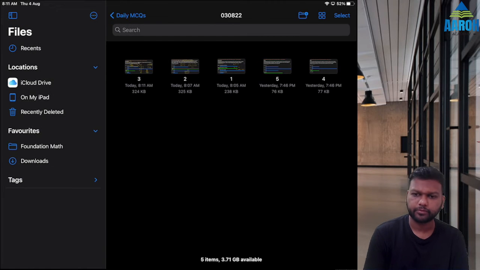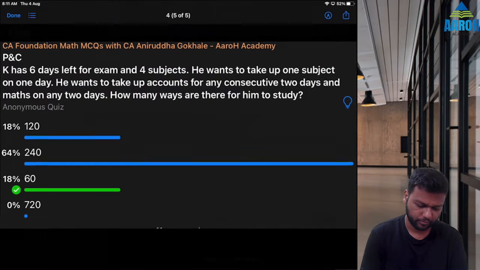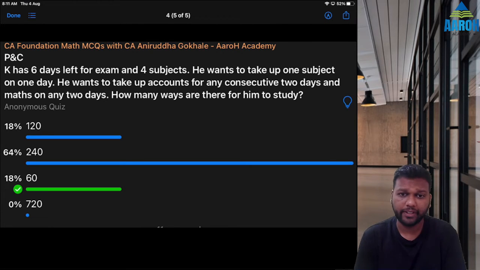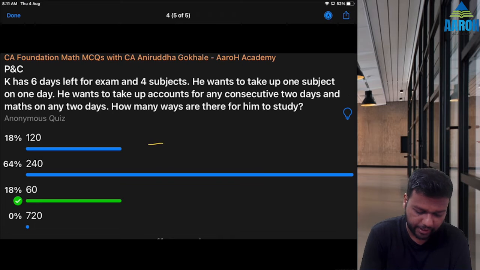Next, fourth. K has 6 days left for exam and 4 subjects. He wants to take up one subject on one day. He wants to take up accounts for any 2 consecutive days and maths on any 2 days. How many ways are there for him to study? So 6 days are there. Accounts he has to take on consecutive 2 days.